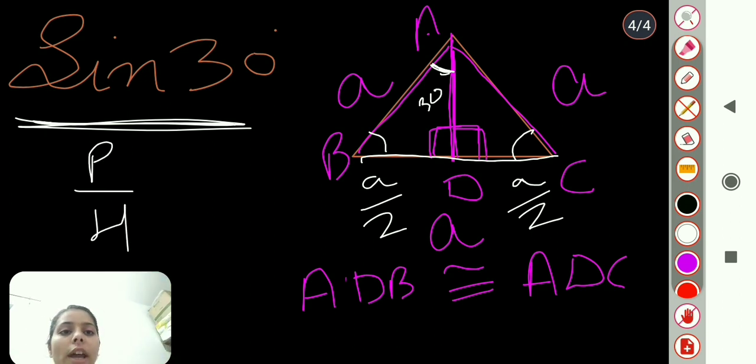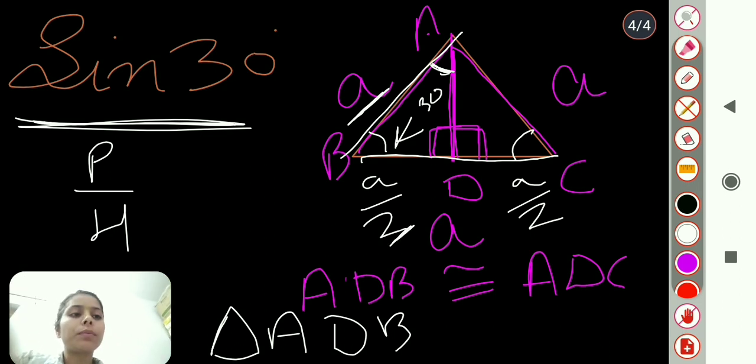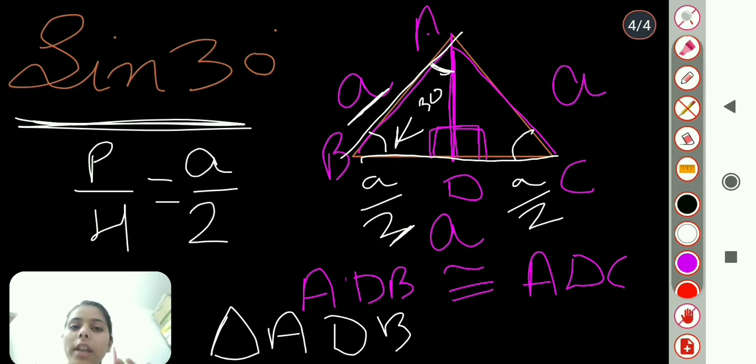I am taking the triangle ADB. In ADB, for 30 degree, perpendicular is BD and hypo is AB. Value of hypo is A, and perpendicular is BD, value of BD is A by 2. So I will put the values in the formula. What is the perpendicular for sine 30? Perpendicular is BD. What is the value of BD? Value of BD is A by 2, right?